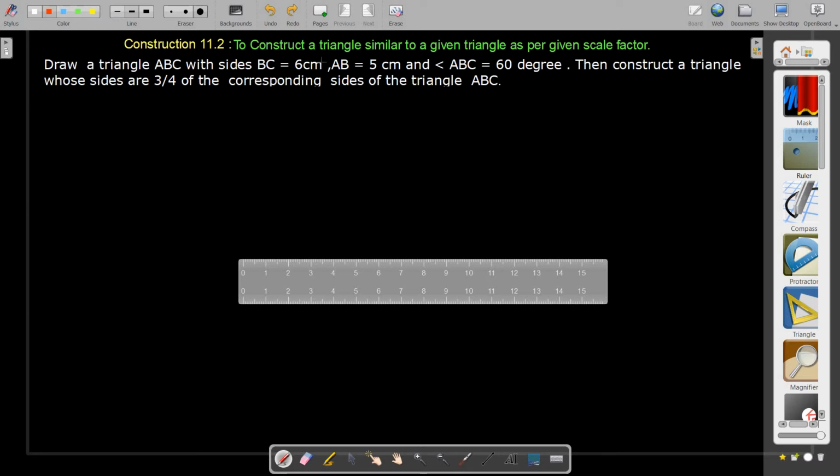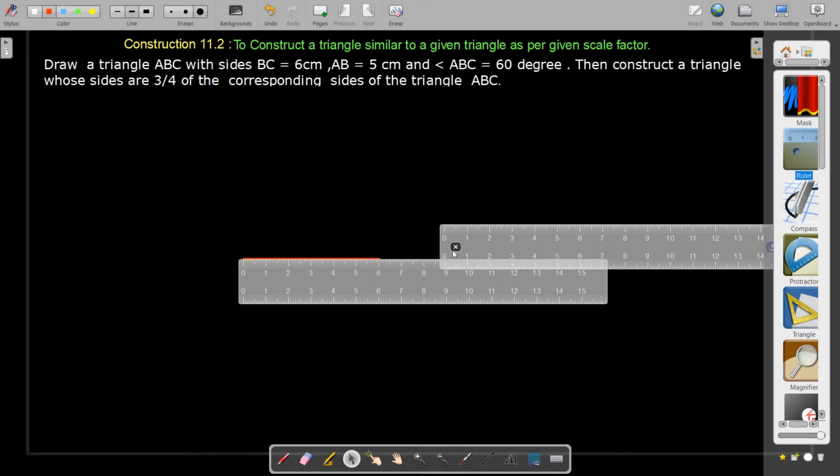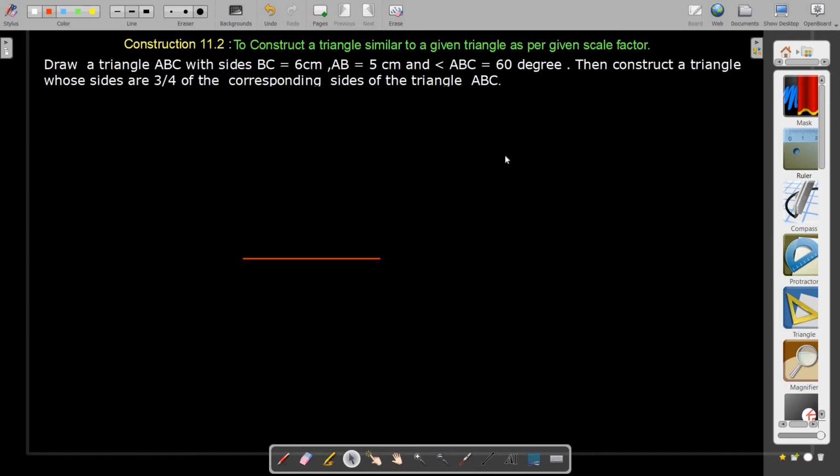So first let us draw the given triangle ABC where base BC is 6 centimeter. So let me draw a line segment of length 6 centimeter. And later we will have to construct 60 degrees at B. For that purpose, first let me label the line segment ends. So this line segment is BC. At B, we have to construct 60 degrees.